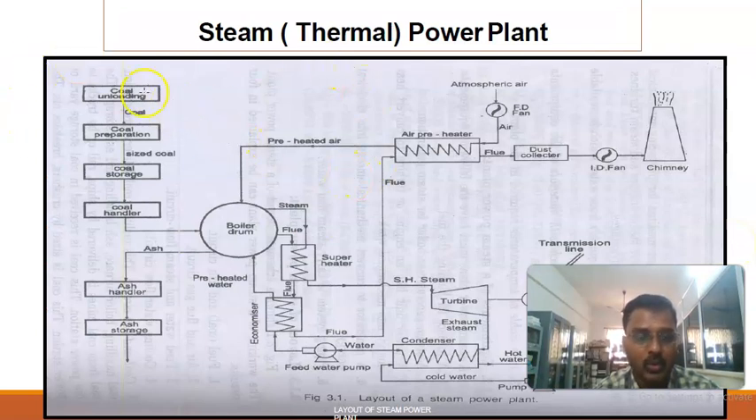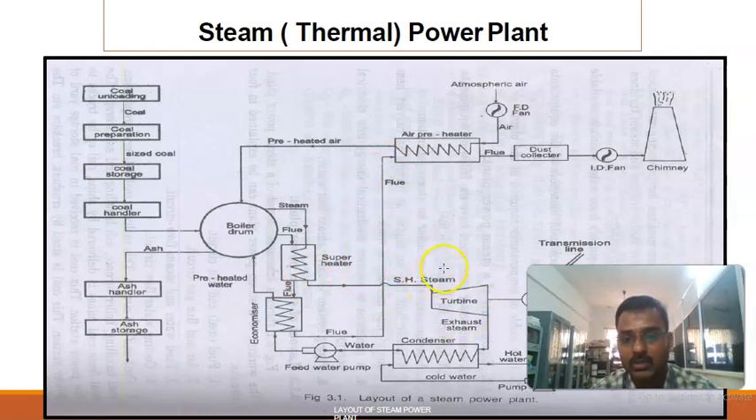Steam power plant diagram. This is the diagram: coal unloading, coal preparation, coal storage, coal handling. This is the boiler drum where the coal is supplied. After the burning takes place, the steam will enter into the superheater. Here the temperature is adjusted and it passes into the turbine. And the air from the atmosphere will be sent through to maintain the steam.